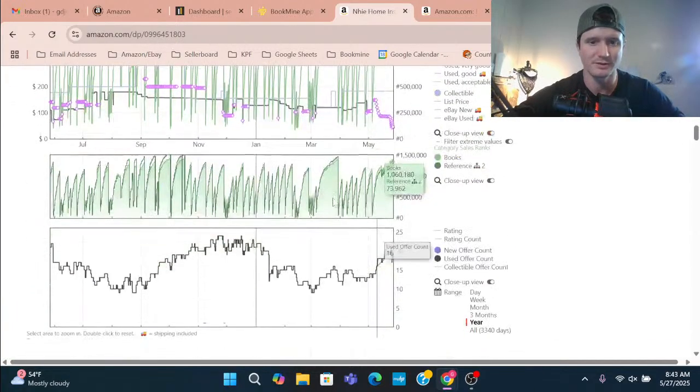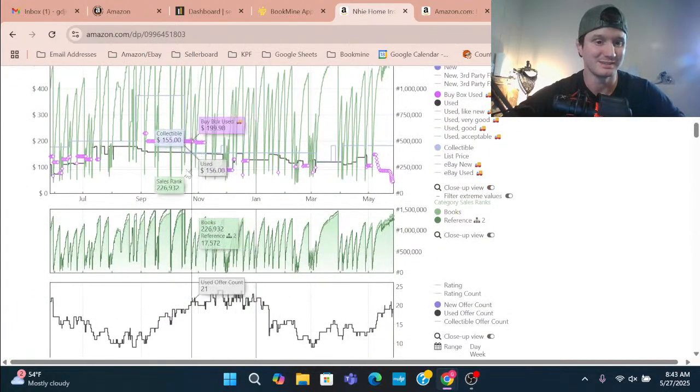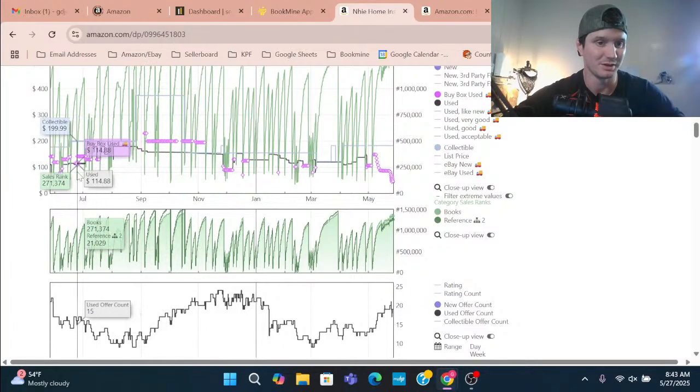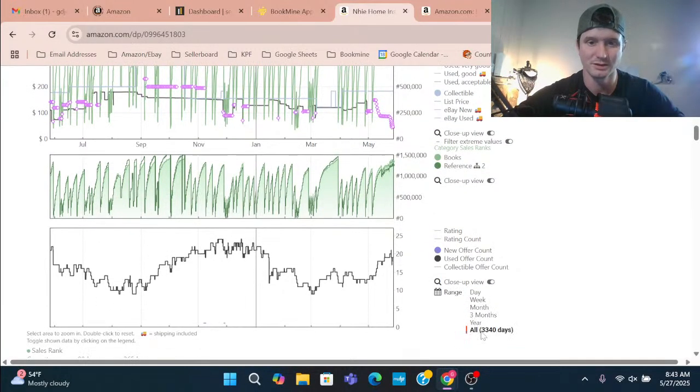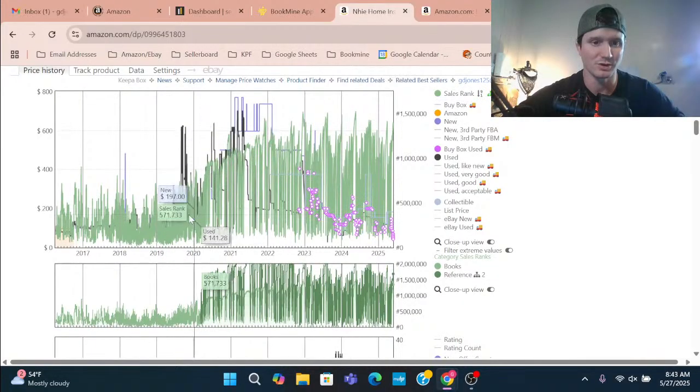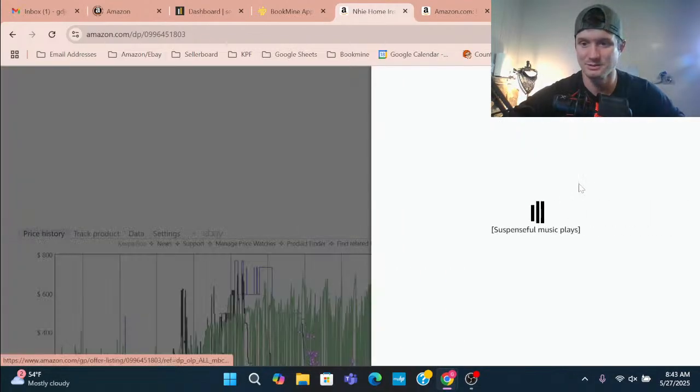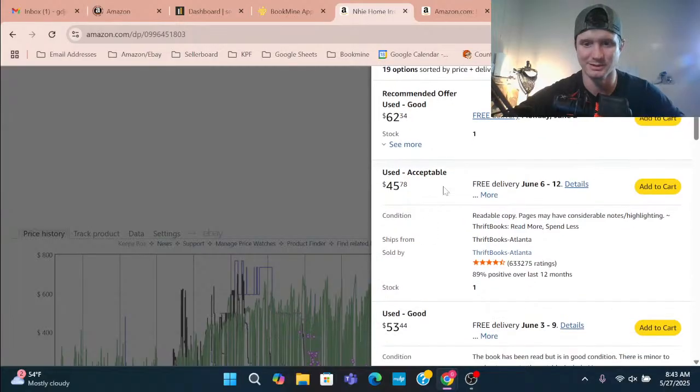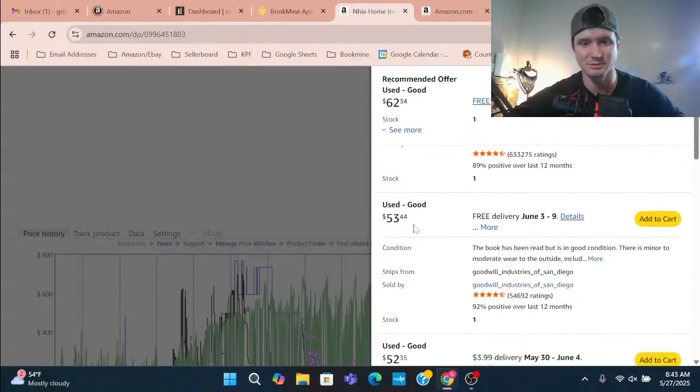But looks like we got 45.78. This one consistently sells above the 120s, and it's sold for higher in the past. Back here, it was still selling in the hundreds. So this is a really good one, actually. Let's see what's acceptable. Yeah, it is acceptable. 89 positive feedback, which kind of sucks. But this one right here.